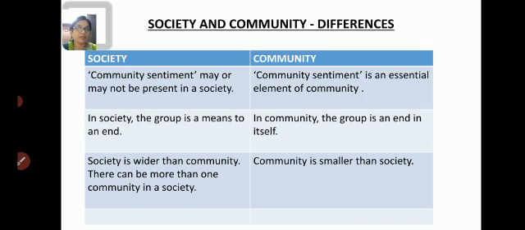In the case of society, community sentiment may or may not be present, whereas in the case of community, community sentiment is an essential element. In society, the group is a means to an end, whereas in community, the group is an end in itself. Society is wider than community. There can be more than one community in a society. A community, in contrast, is smaller than society.